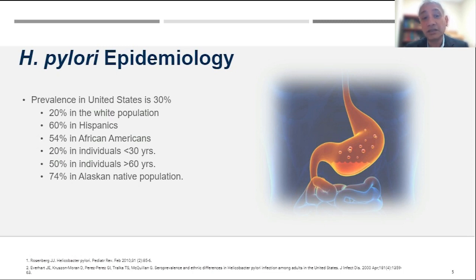Demographically, individuals who are younger than 30 years have a prevalence of H. pylori of around 20%. Individuals older than 60 years have a prevalence of over 50%. So again, that cohort effect is quite apparent when we look at the distribution of disease in the US.